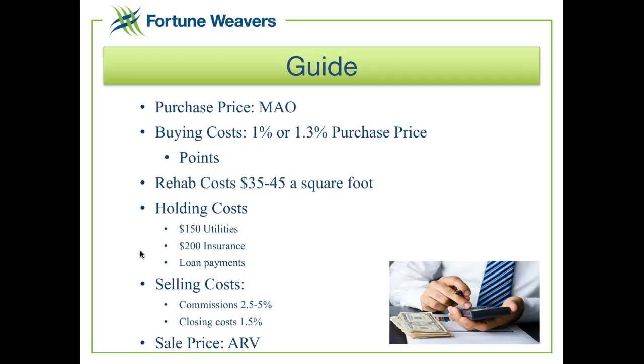And it just depends on how we're getting rid of the property. If we're selling it ourselves, 2.5%. If we're using agents, 5%. Closing costs always 1.5%. Let's give you some real numbers so you can understand this.